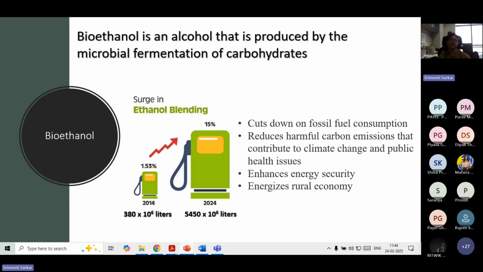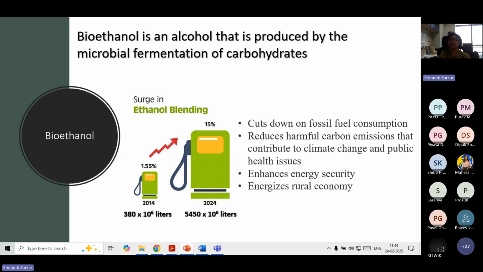Bioethanol is produced, as I've already mentioned, by microbial fermentation of carbohydrates. And again, just to remind you, the carbohydrate source could be from food crops, it could be lignocellulosic material, meaning that these could be wood chips and other plant material that we do not consume.